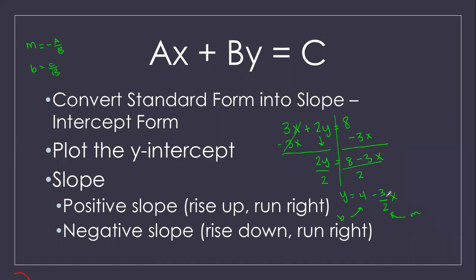And what you should notice, your y-intercept is 4, and over here we said the y-intercept is c over b. Well, 8 over 2 is 4. And we said the slope is negative a over b. Well, negative a over b would be negative 3 over 2. So if you can understand why these shortcuts work, I don't care if you use the shortcuts, but I would always just change it into y equals so that I know for sure I'm doing the right thing.